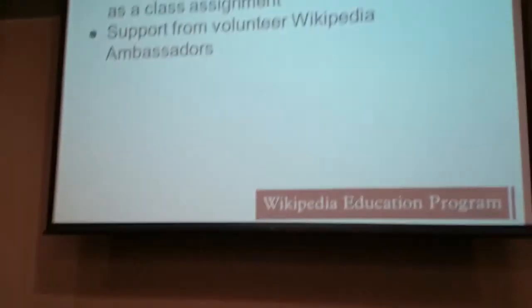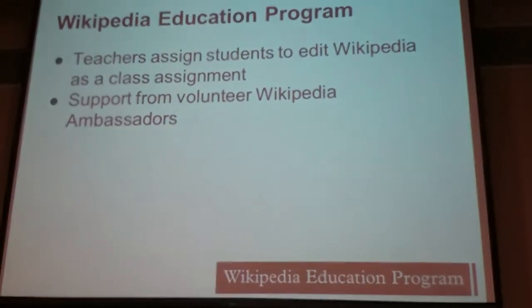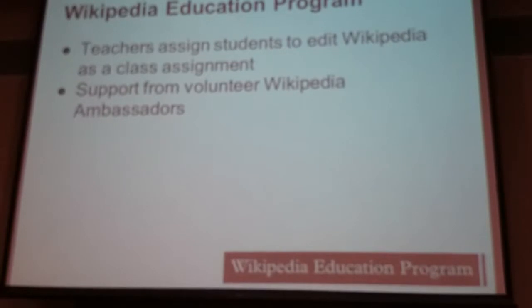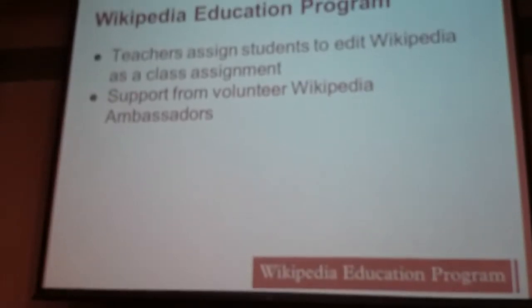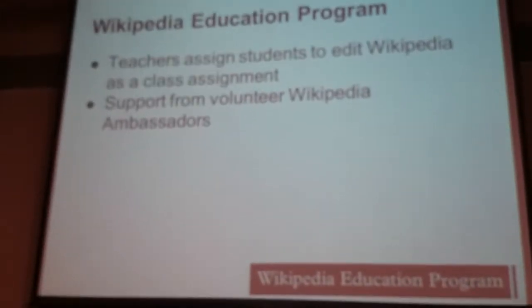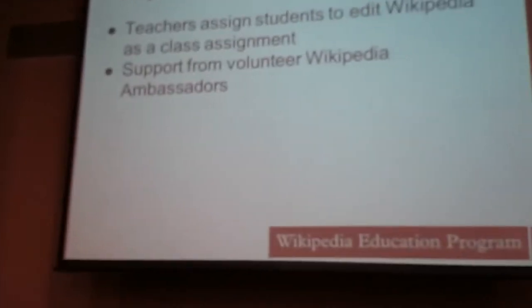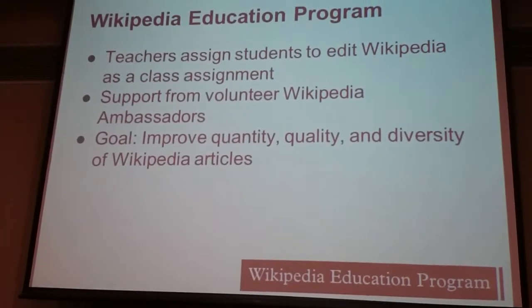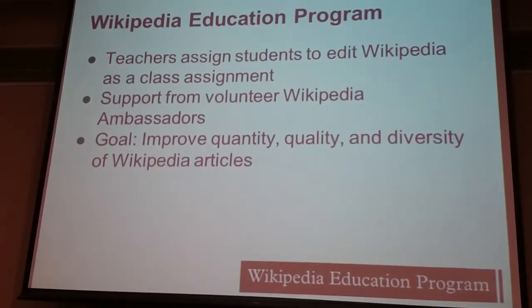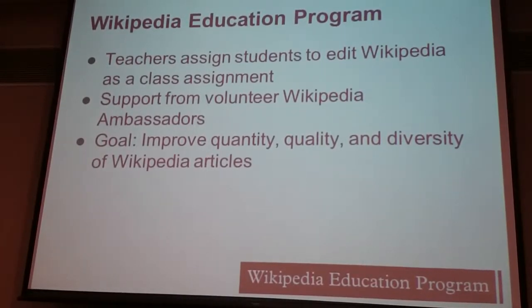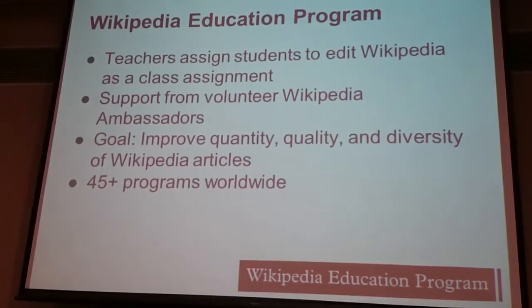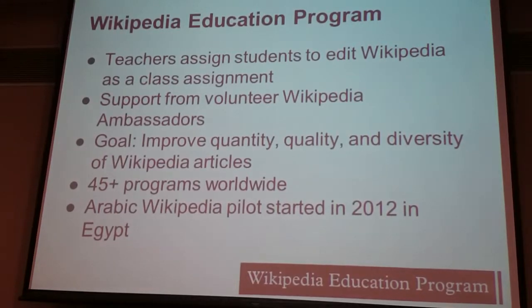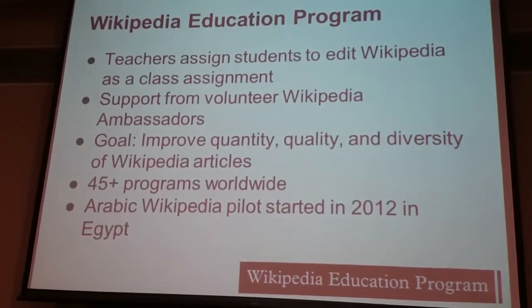A Wikipedia ambassador is an old, active contributor on Wikipedia who goes to universities and teaches students how to edit Wikipedia and answers their questions about editing. The goal is to improve the quantity, quality, and diversity of Wikipedia articles. This program is applied in more than 45 countries worldwide, and the Arabic Wikipedia pilot started in 2003.